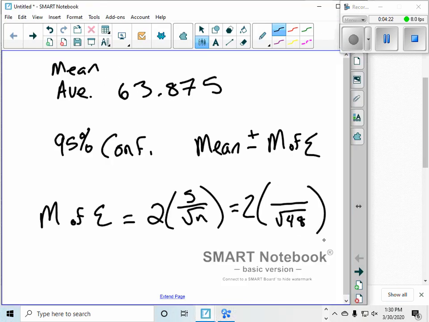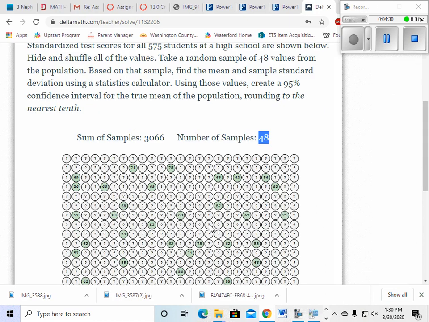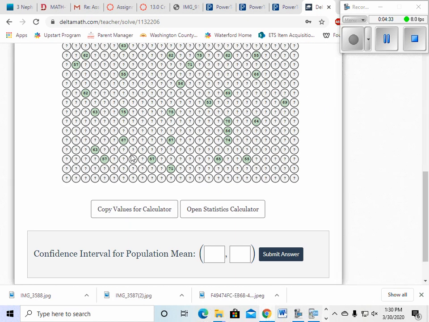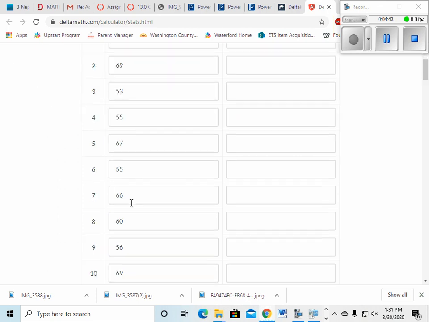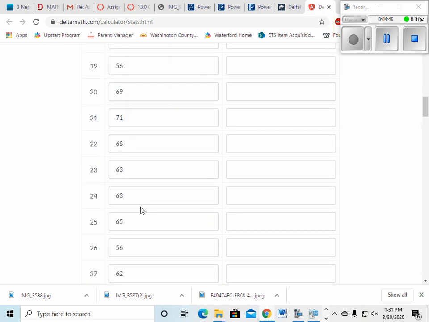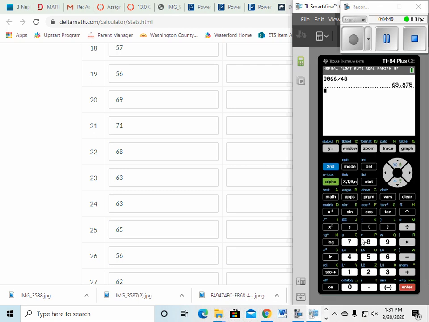So now to get my standard deviation, I am going to use the calculator that they provided down here. So I'm going to copy the values, and then once it's copied, I'm going to open the statistics calculator and then paste my values in. So these are all of the numbers that were in my circles. And by the way, I could have grabbed a graphing calculator, hit Stat, Edit, and then manually typed all those numbers into this list, which would have taken a while. So it's better just to use their calculator.